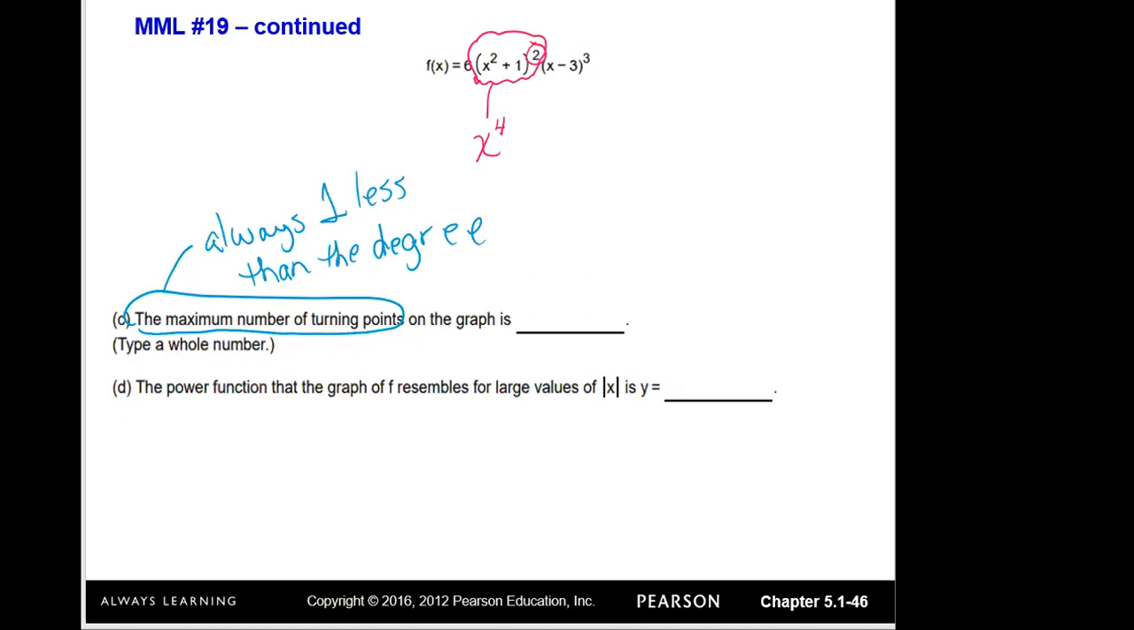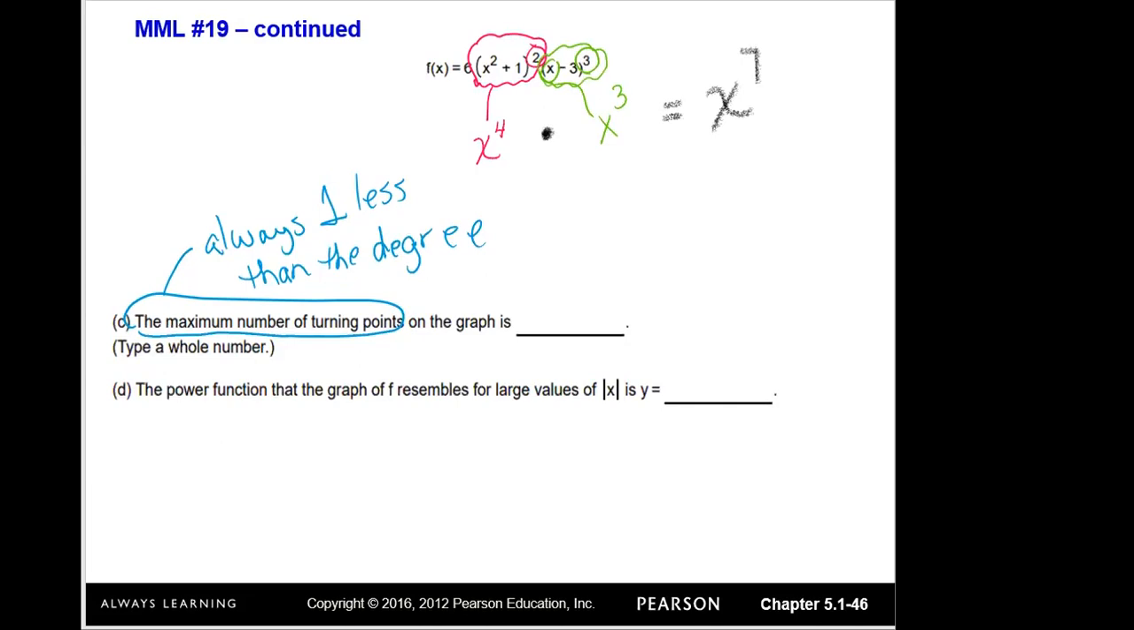If you come back here on the x minus 3 to the third, you'd be taking an x times an x times an x, so you'd ultimately get an x cubed on that. And then eventually you're going to have to multiply the x to the fourth times the x to the third, which would give me an x to the seventh. So 7 minus 1 leaves me with a 6. So the maximum number of turning points is 6.